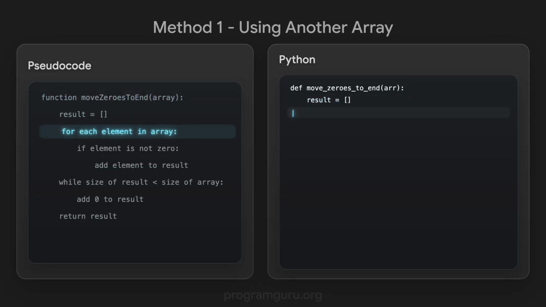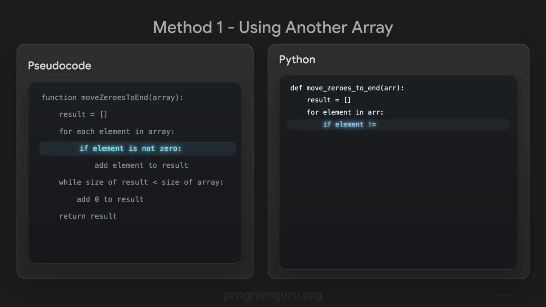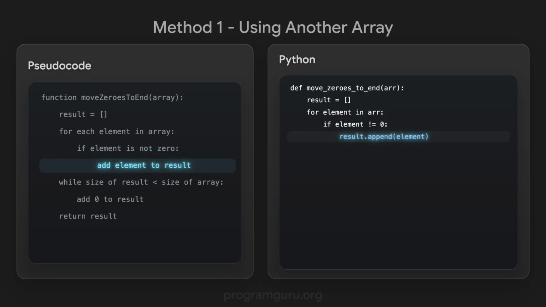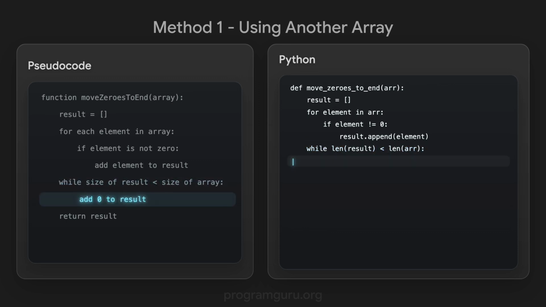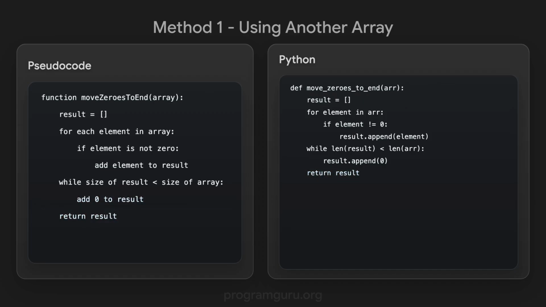Now we write the for loop to go through every element in array. Inside the loop, we check if the element is not 0. If it is not 0, we append the element to result. After the loop, result contains only the non-zero elements. Now we add zeros at the end. We keep doing this while the length of result is less than the length of array. Inside the while loop, we append 0 to result. Finally, we return result. That completes the Python code.